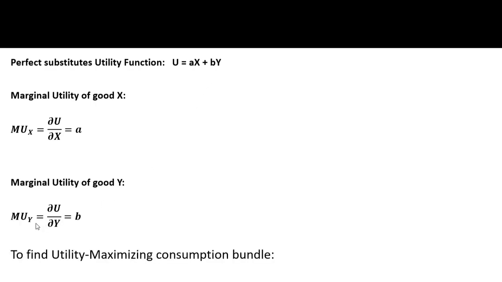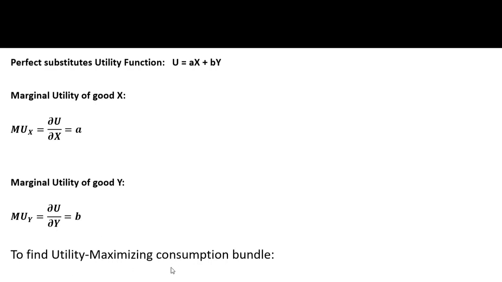The marginal utility of good x is just going to be the partial derivative of the utility function with respect to x. You're just going to get back what's in front of the x term here. That's a in this case. And the marginal utility of good y is going to be b. So the partial derivative of the utility function with respect to good y will just be b.